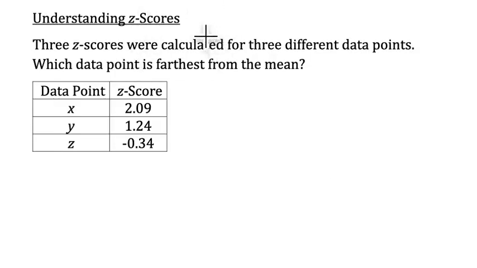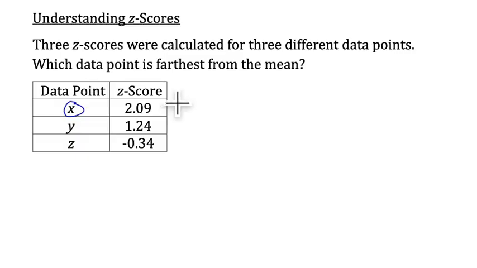So let's make sure we understand this idea that z-scores tell us how many standard deviations above or below the mean a data point is. We have 3 z-scores that were calculated for 3 different data points, and we're wondering which data point is farthest from the mean. Okay, so x has a z-score of 2.09, y 1.24, and z negative 0.34. So the data point that's furthest from the mean will be x.